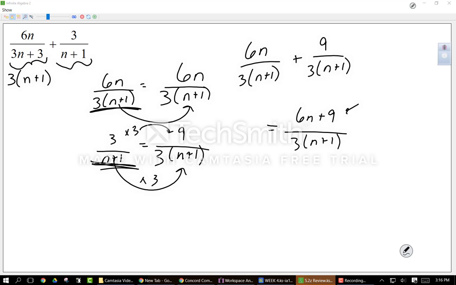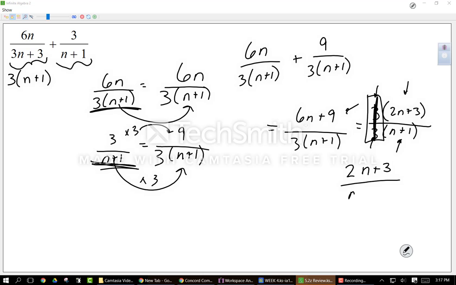But this 6n plus 9 can be factored. I can divide both of them by 3. So I get 3 times 2n plus 3 over 3 times n plus 1. So now I have monomial, binomial, monomial, binomial. My monomials, you notice, are divisible by 3. So they can cancel out. They become 1 when they do that. My binomials are not the exact same thing, so my answer is going to be 2n plus 3 over n plus 1. And that is my final answer because none of it can be simplified.